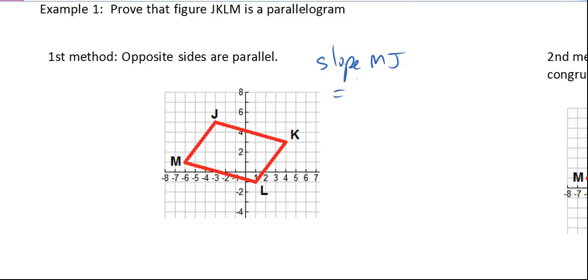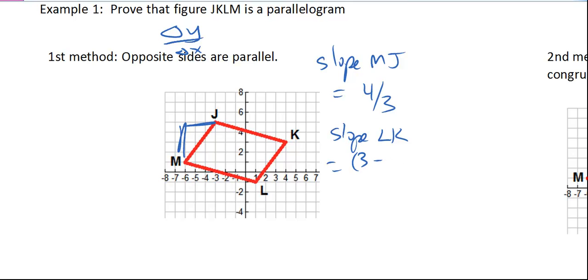The slope of MJ is going to be change in y over change in x, of course. That's how we're going to find slope always. So the slope is 1, 2, 3, it's up 4 and over 3. That's the change in y over the change in x. I want to show that that's the same as LK, hopefully. Right? And here I would have my y1 minus y2, which is -1, over x1 minus x2, which again, the minus and minus becomes a plus, so I get 4/3. So that checks out. Those two opposite sides are in fact parallel.